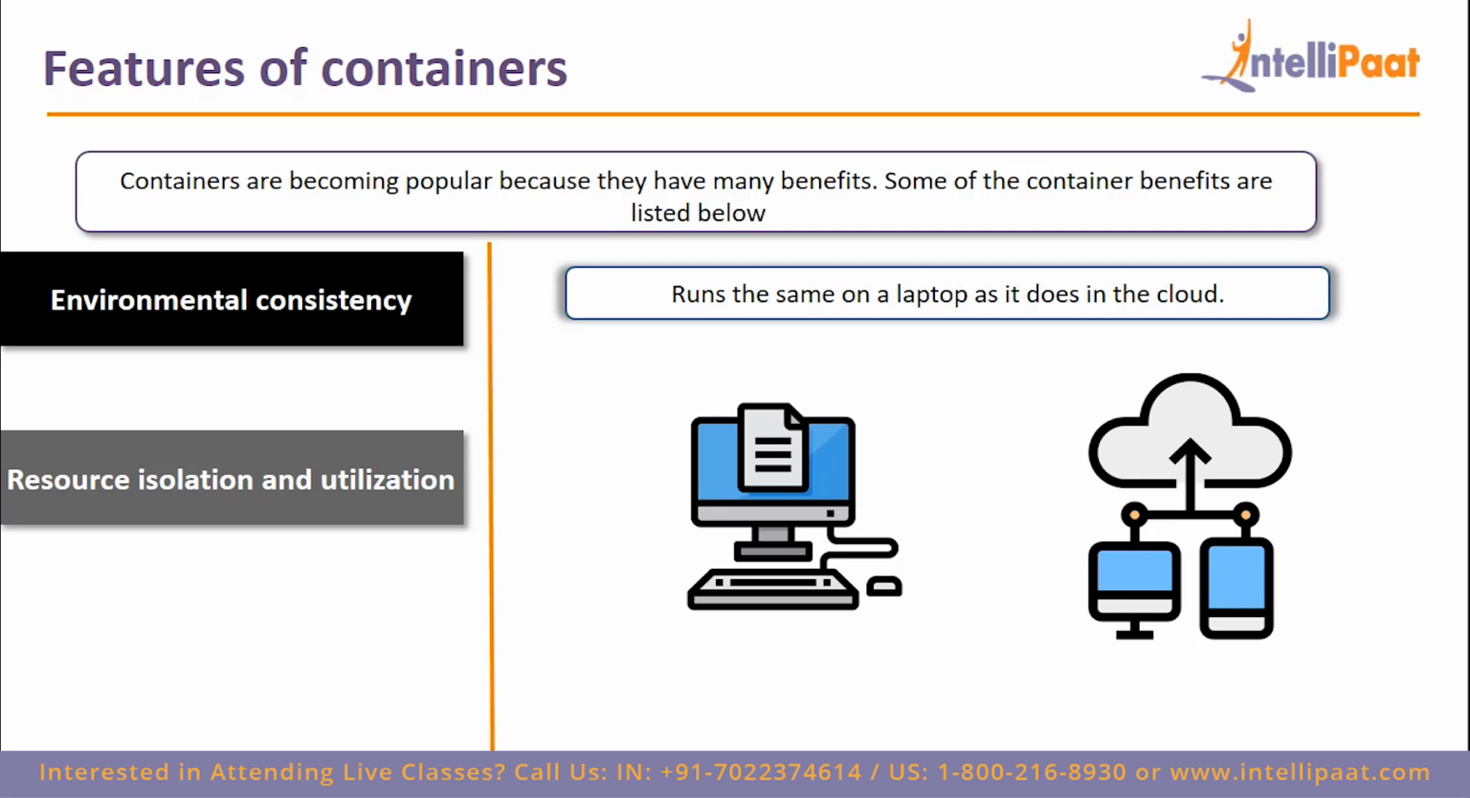So environmental consistency is again the same thing. It runs the same on a cloud as it will run on a laptop. So if my image is running on that laptop, it is the same as if I pull an EC2 instance from the cloud and try to work there, it runs the same because it's pulling the same image. So that gives you this environmental consistency, which will allow you to work more efficiently.